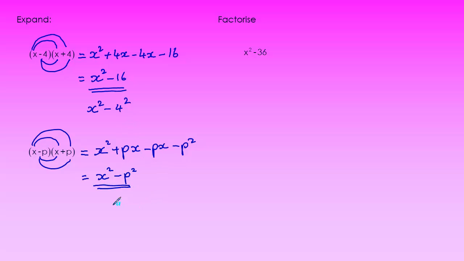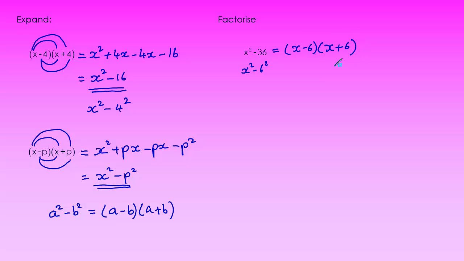Now what we're supposed to spot from these is that if we have a squared minus b squared, it will factorize to a minus b, a plus b, and that's called a difference of two squares. So if we look at this situation, which is actually x squared minus 6 squared, that will become x minus 6 and x plus 6.